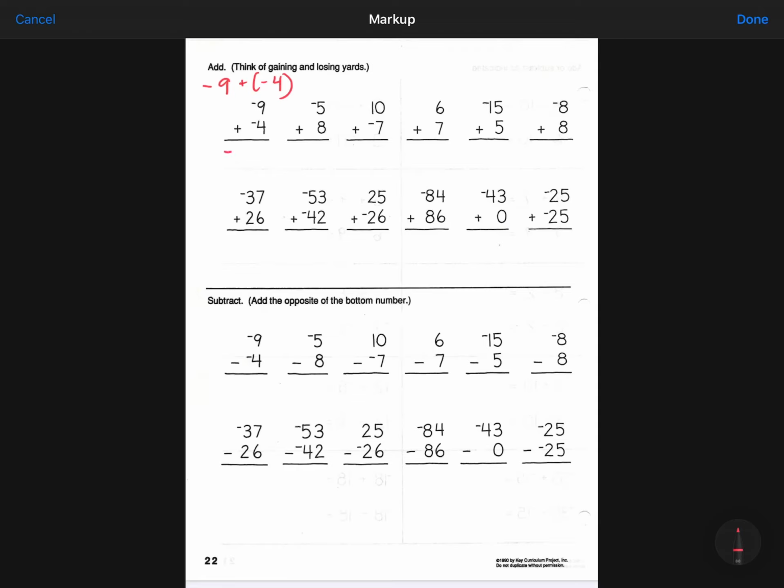So our answer is going to be negative, and we're going to add those two up to get -13. If it were a scorecard, we would have had both 9 and 4 in the negatives, and so our answer would be -13.